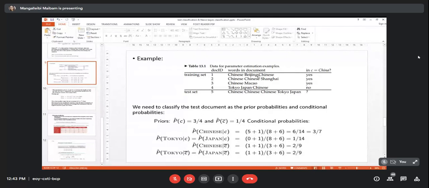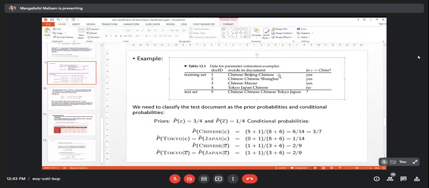Then conditional probabilities: for each word we have to find the conditional probabilities. So for Chinese we have to find, for Beijing we have to find, and then for the unique terms. Once you find it for Chinese, there is no need to find it for the second Chinese. Once you find it for Chinese, you consider all the occurrences of Chinese and calculate. That's why we find the conditional probabilities for the unique terms only.